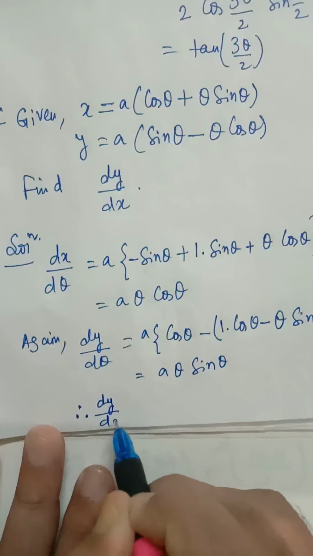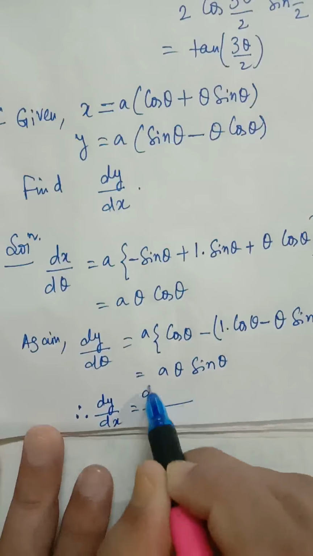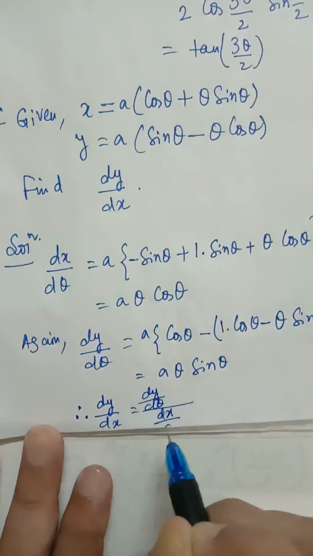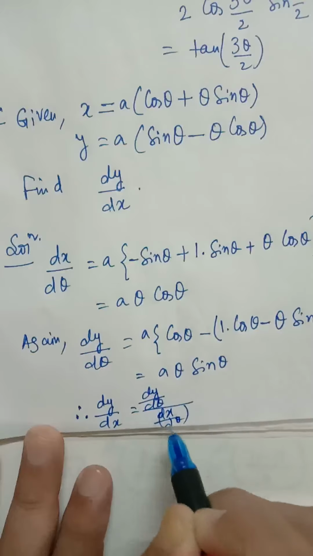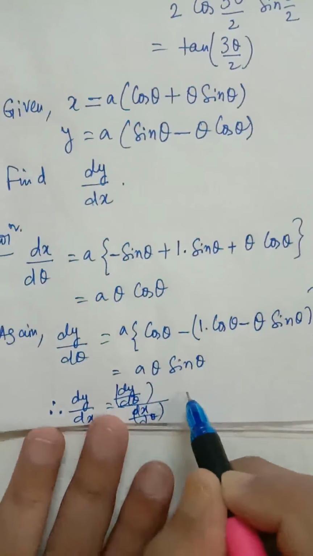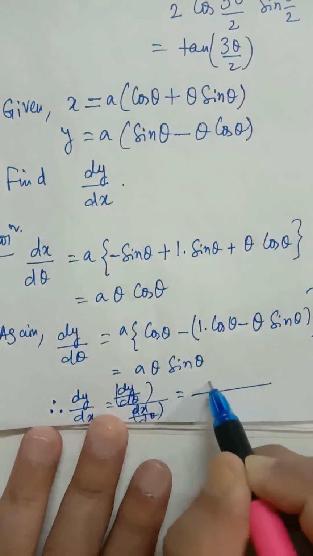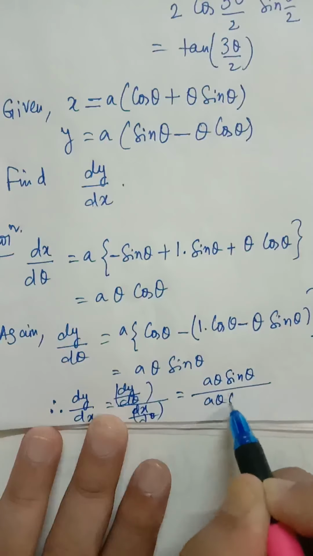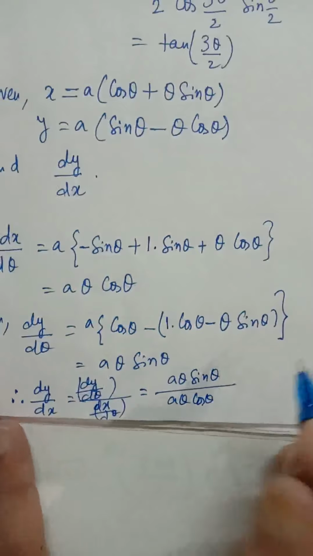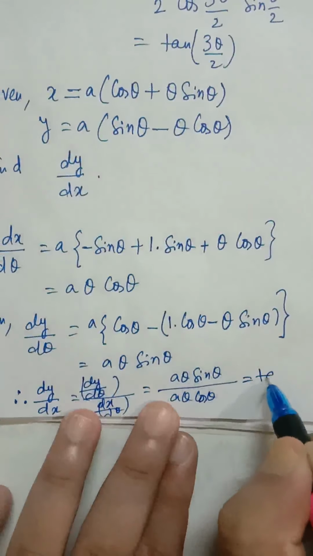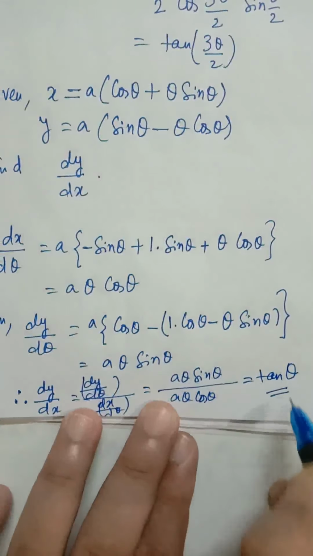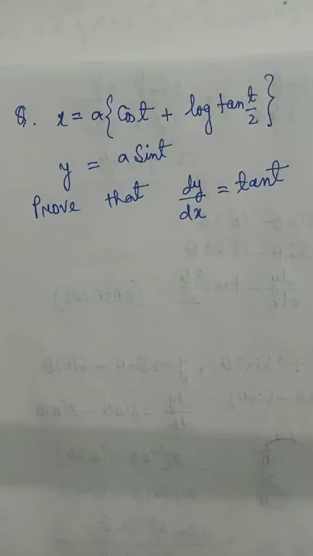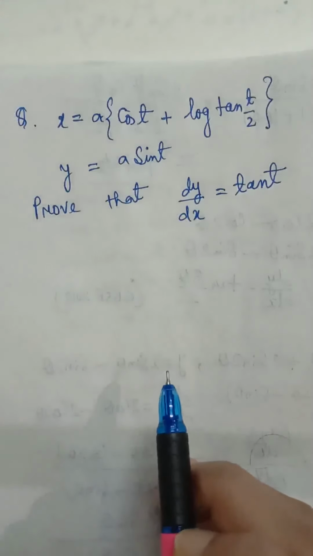And therefore dy by dx equal to, the formula is (dy by d theta) by (dx by d theta), a theta sin theta by a theta cos theta. So this will ultimately be equal to tan theta. dy by dx equal to tan theta. Our next question is from the NCERT book.